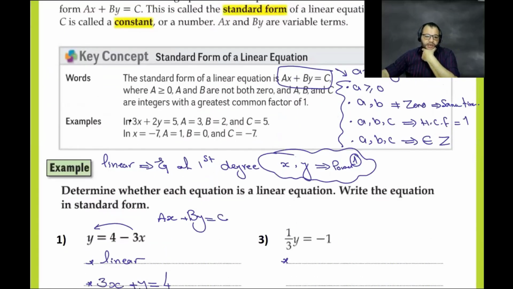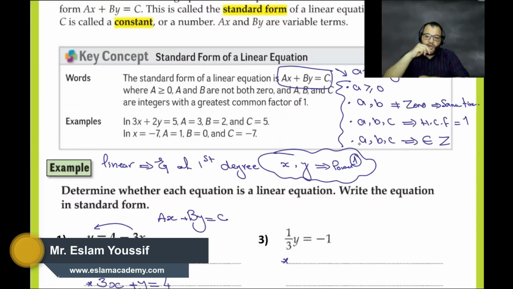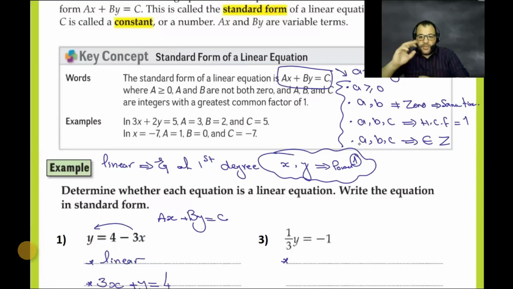We said that X could be equal to 0. If you go back to A and B not equal to 0 at the same time. If you listen to me, I said you can find X only, you can find Y only, or you can find X and Y at the same time. So A and B not equal to 0 at the same time. If A equals 0, which is the coefficient of X, B is not equal to 0. If B equals 0, then A is not equal to 0. You can find only X, only Y, or X and Y in the same equation.